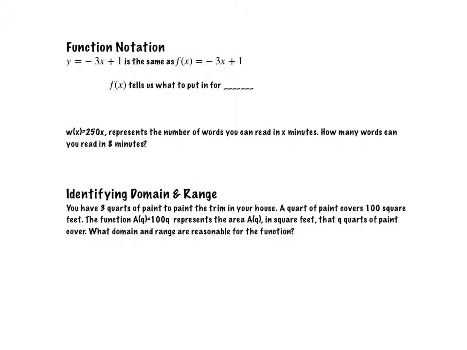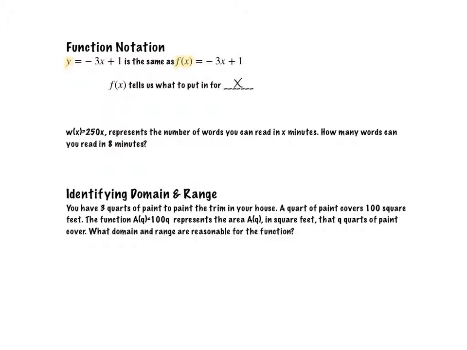Y equals negative 3x plus 1, that's the same thing as f of x equals negative 3x plus 1. So just know that y and f of x mean the same thing. And f of x just tells us what to put in for x. If there's a number in that parentheses, like f of 2, it's telling us to put 2 in for x.